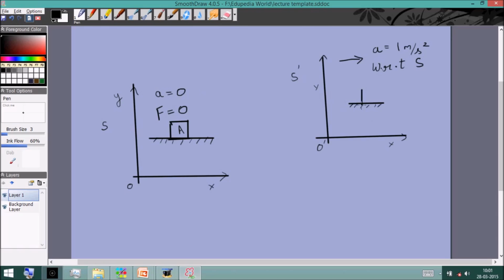And if the acceleration is 0, then a person looking at this might assume that the force on it is 0. This is using Newton's first law only. Newton's first law says that if a body stays at rest, then the net force on it must be 0. If the force on it is not 0, then it would not be at rest. It would be changing its state of motion. So a person standing on the frame S will look at the acceleration of this object. Let's call this object A. We'll see the acceleration of A to be 0 and we'll conclude that the net force on A is 0. Now let's look at the same thing in the frame S dash.